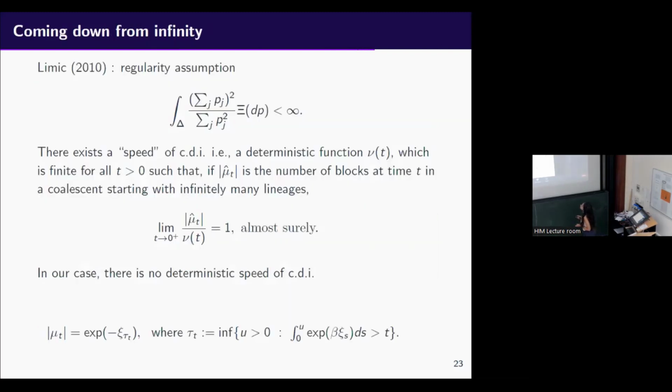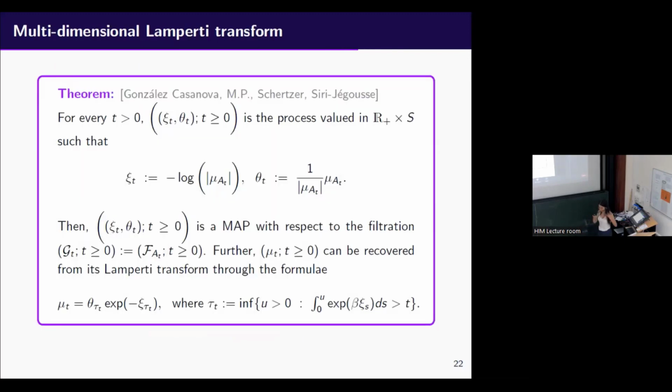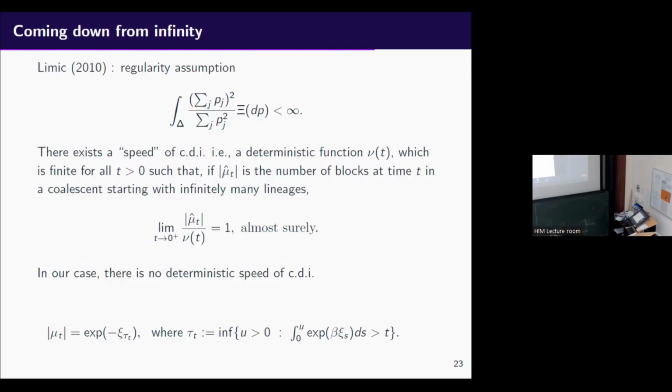And then back to our problem of coming down from infinity. Now we know that our block counting process is the exponential of a time-changed subordinator. What was known before for Xi-coalescents is that Limic in 2010 proved that for Xi-coalescents that come down from infinity, if you satisfy this regularity condition, this is for Xi-coalescents that are again supported on finite partitions, which is our case.